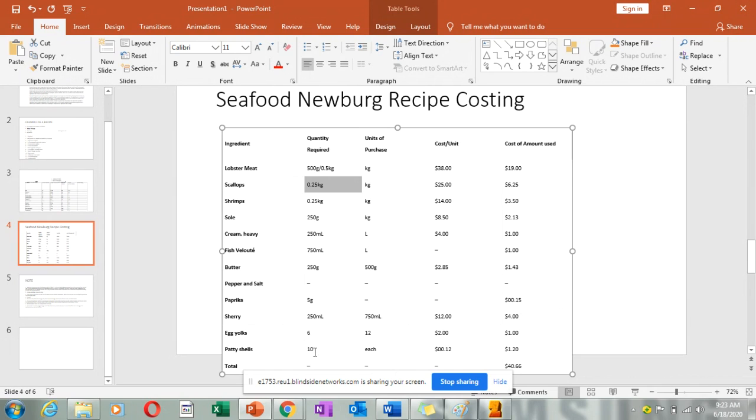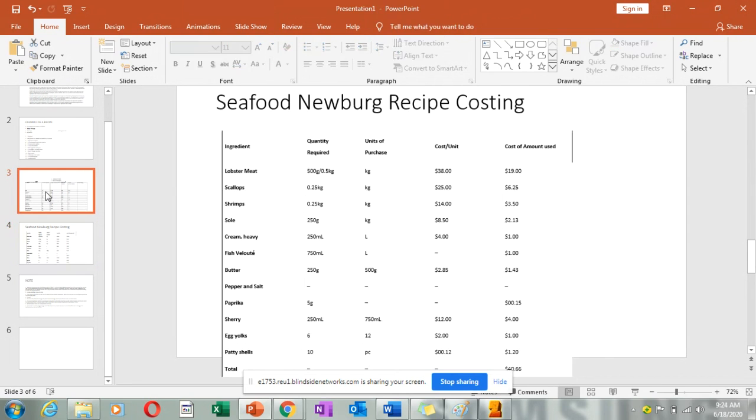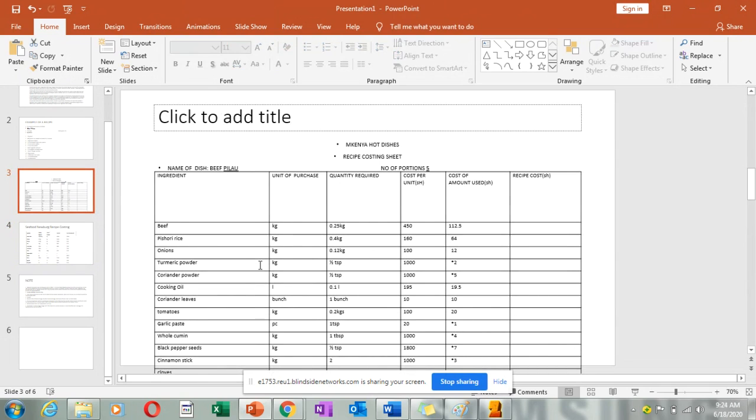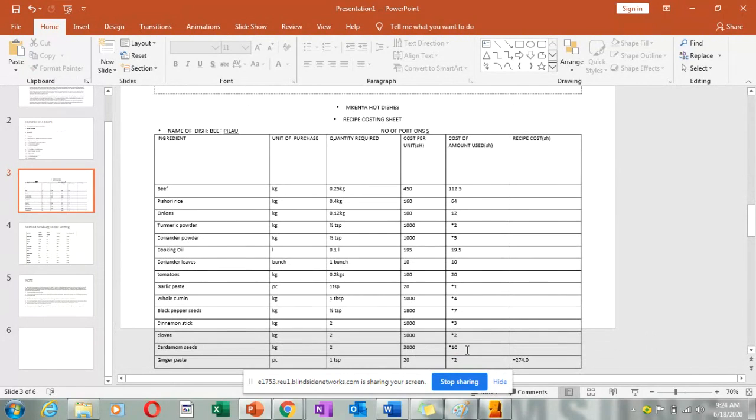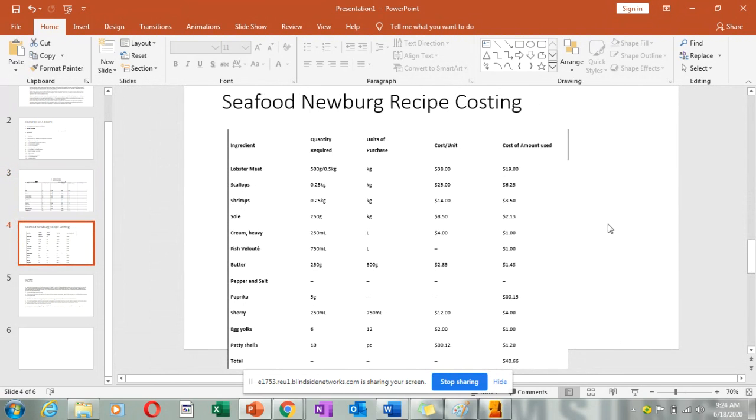And then party shells, they have written each here. Instead of writing each, you can write piece. Then it is 12 cents per shell. And then because you need 10 shells, you have $1.20. Then of course the addition of all these is $40.66. And I told you in our earlier table, we had another column, the sixth column of recipe cost, that we only affected at the end there, and we put the price of all these. We added all these and we got that. So it is the same thing as here, but only that now it is written as total down there instead of a column here. Are we together?